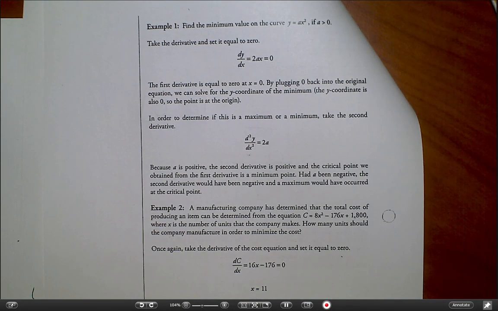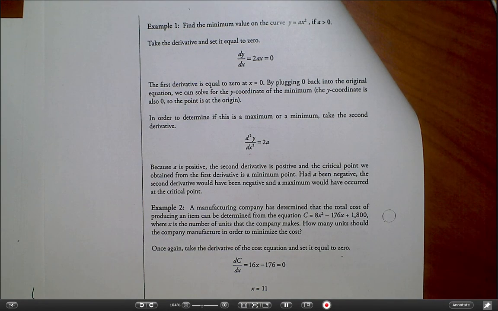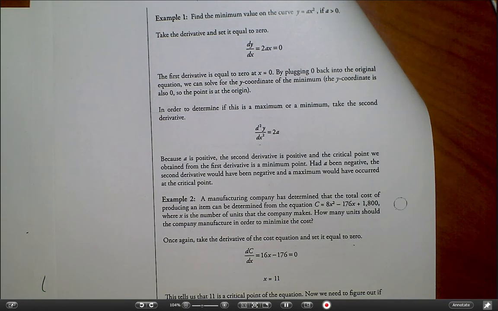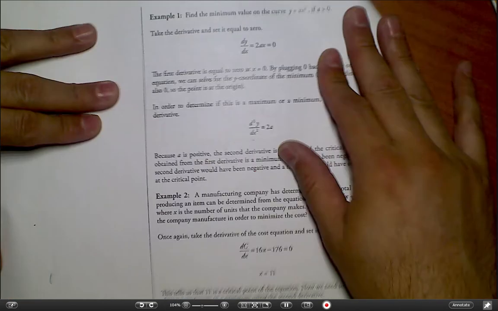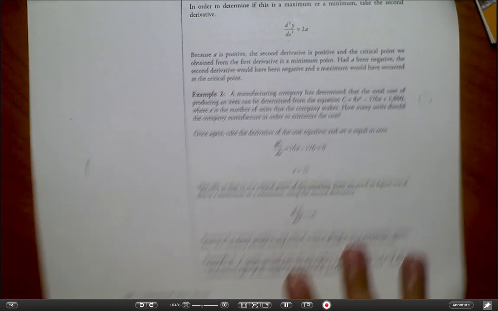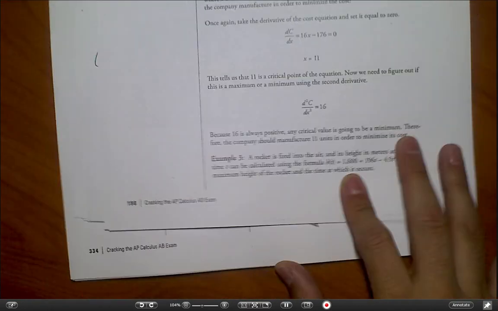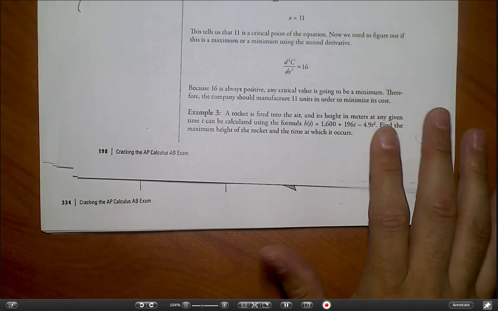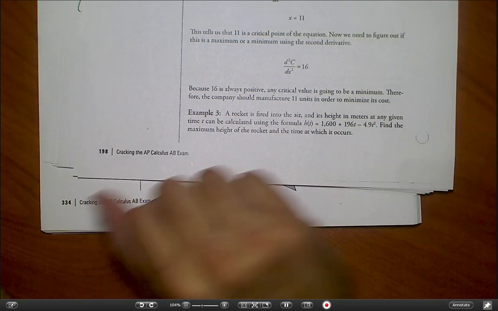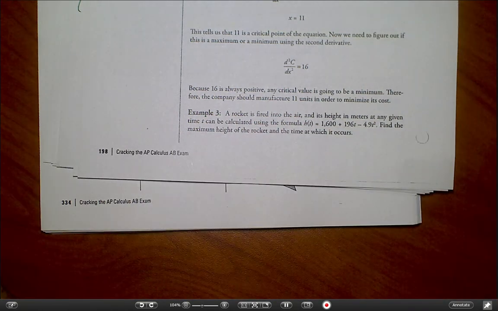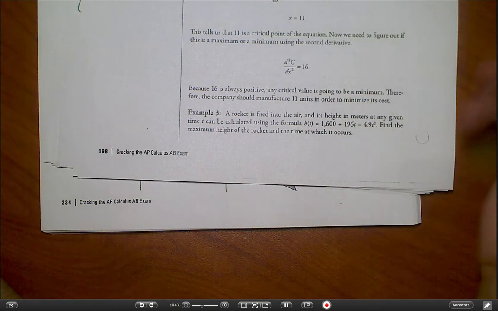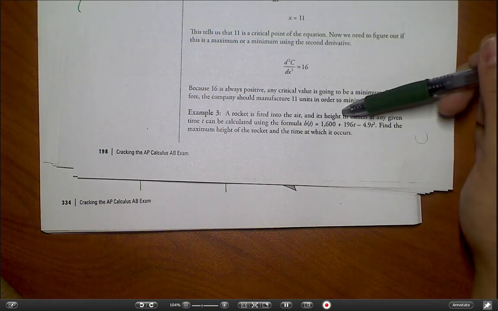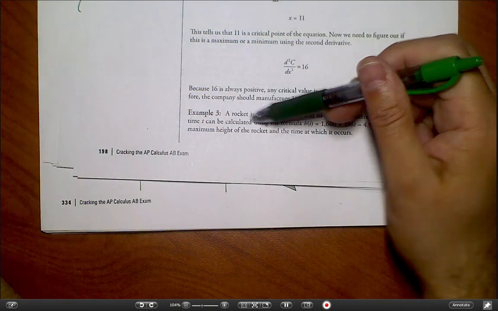All right, so let's see. Where was the problem I was going to do? It's right here, number 3. A rocket is fired into the air and its height in meters at any given time t can be calculated using the formula.